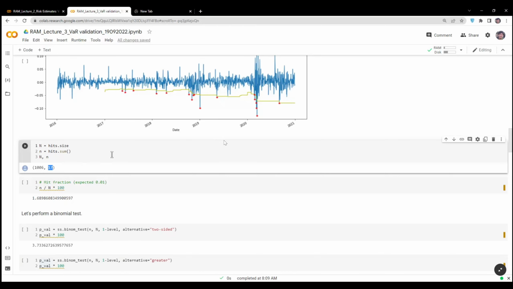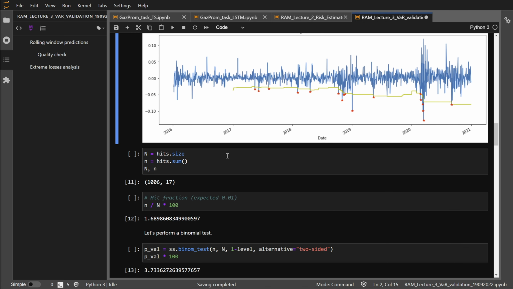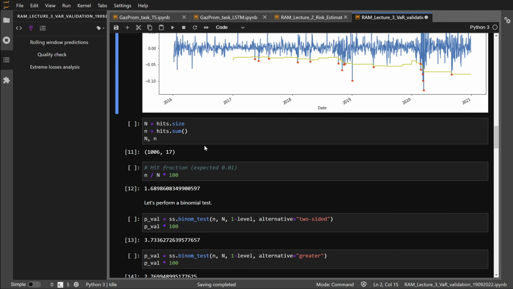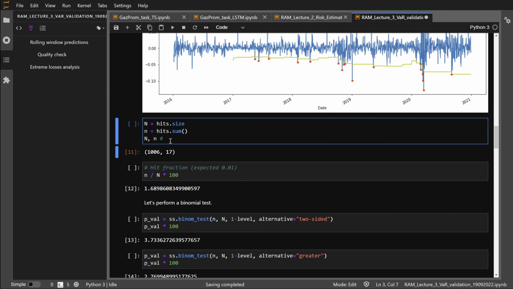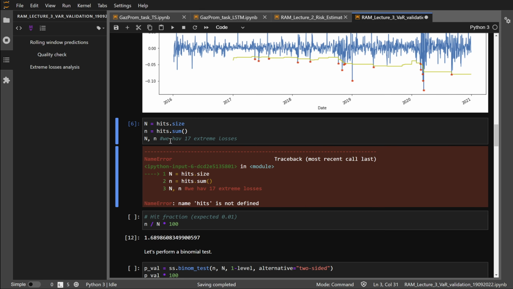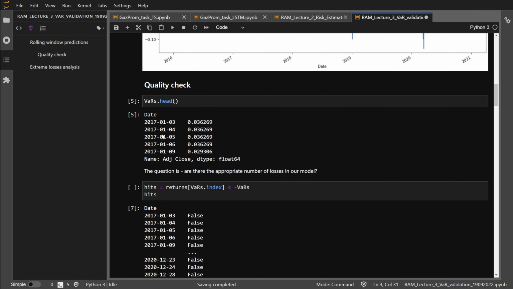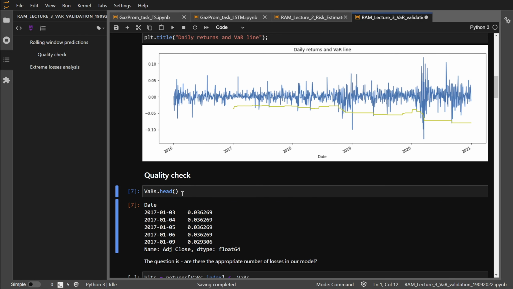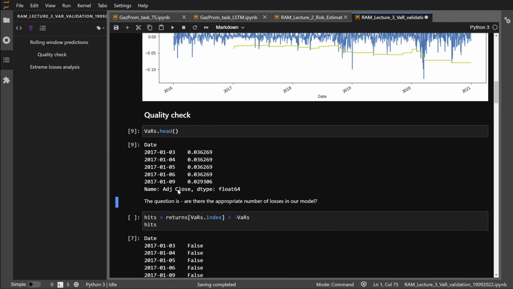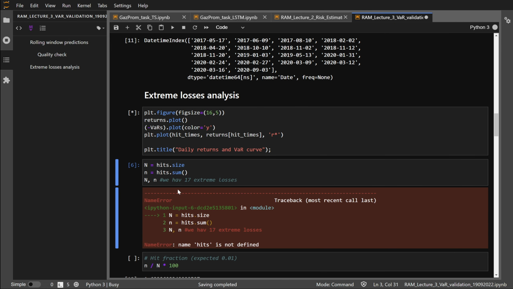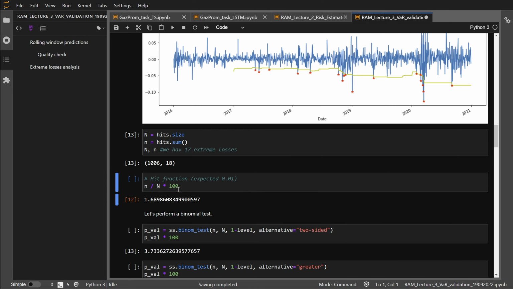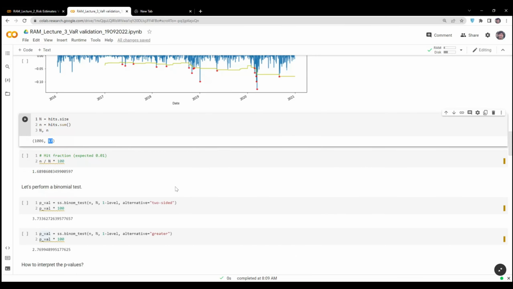Let me remind you that the confidence level of the value at risk here is 99%. That means that the anticipated probability of observing hitting this line is 1%. So let's see what's the observed empirical frequency of value at risk hits in our sample. And it's very easy to see that it's... what does 106 mean?